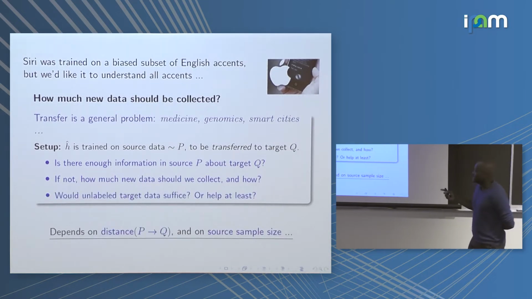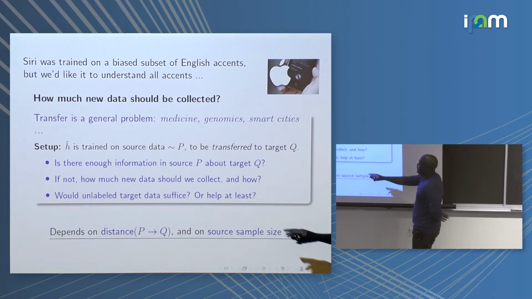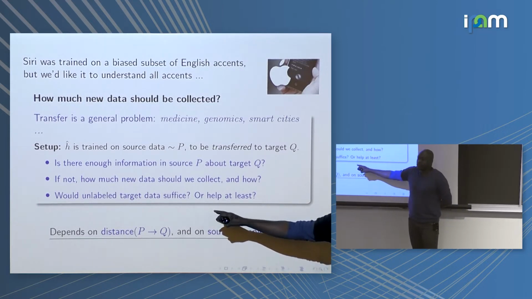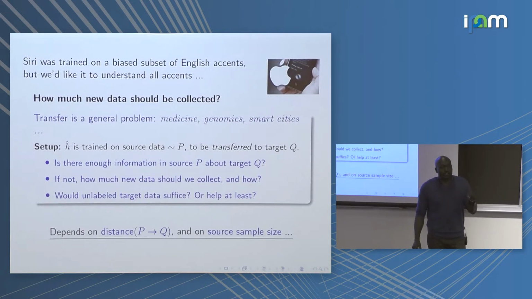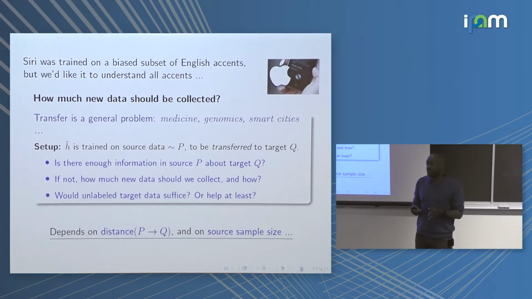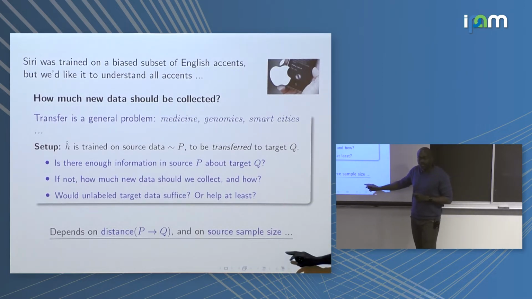Would unlabeled target data suffice? Why we care about this question is because in machine learning, often unlabeled data is much cheaper than labeled data. So a lot of people have been trying to solve the question of transfer by collecting unlabeled data. The mathematical question being asked here is, would unlabeled data help? I hope this motivation is somewhat clear.